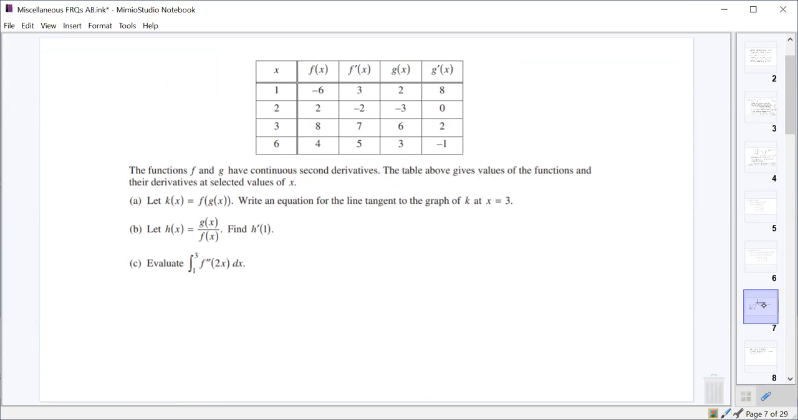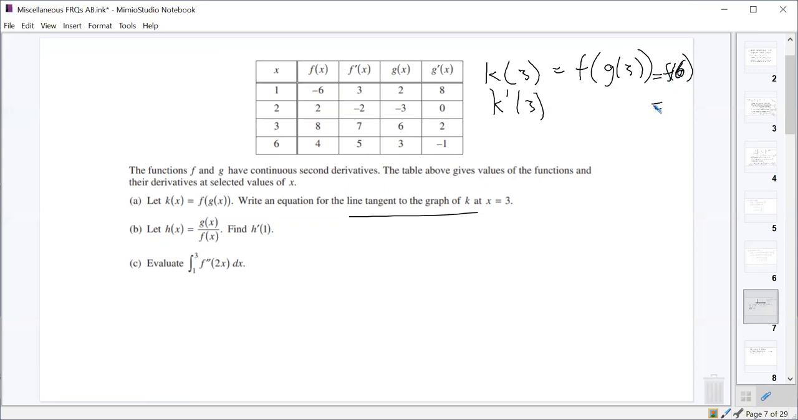K of x is f of g of x. So equation of the tangent line means we're going to need k of 3 and we're going to need k prime of 3. What's k of 3? K of 3 is f of g of 3. What's f of g of 3? Well, g of 3 is 6. So that's f of 6. What's f of 6? 4. So we've got the point 3, 4.